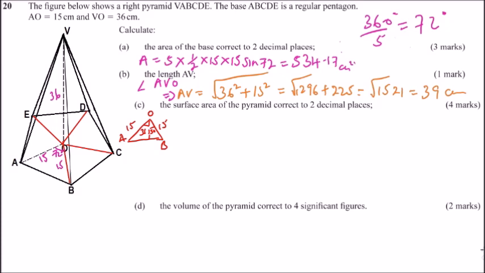So we can get the length of AB. Sine of 36 degrees is equal to half AB, which is the opposite, divided by the hypotenuse, which is 15. When you do that, you get AB equals 30 sine 36. Using your calculator, that is 17.63 centimeters.